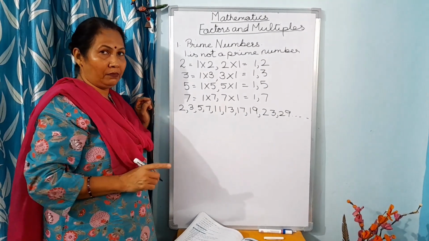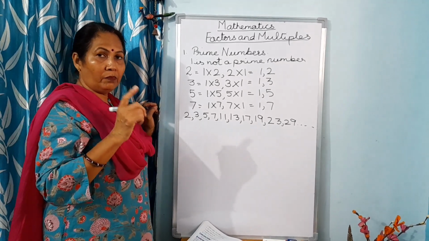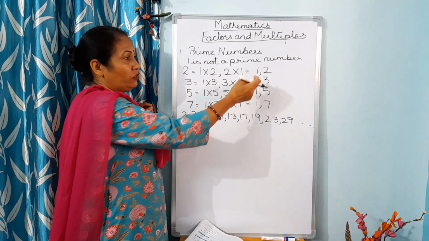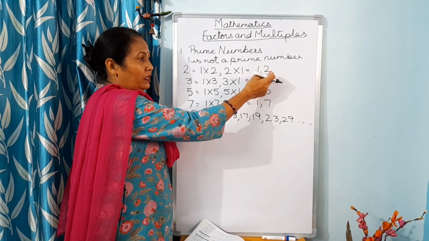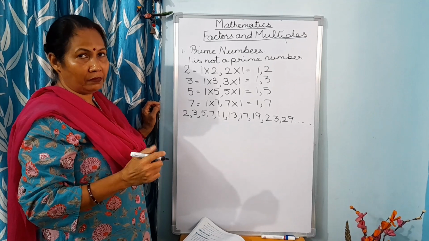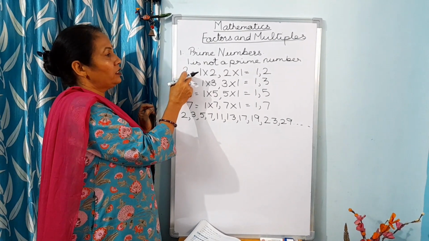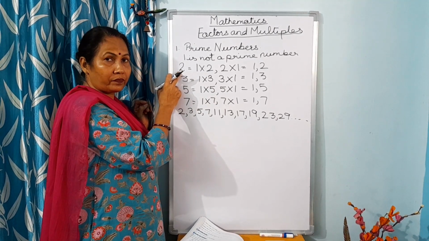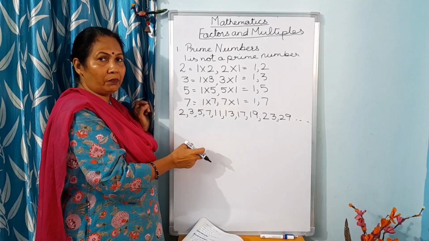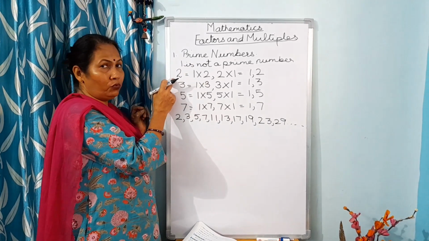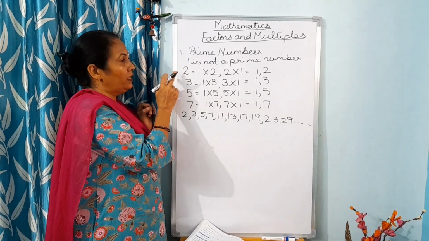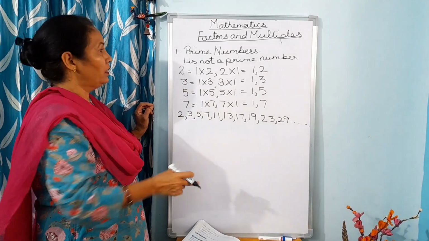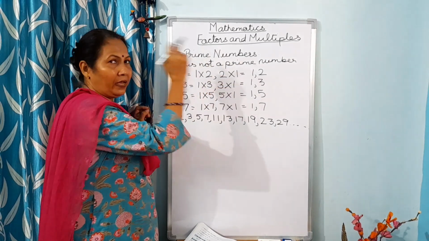Now children, this is prime number. So always remember, the numbers which have only two factors, means they are divisible by 1 and the number itself, they are called prime numbers. And 2 is the only prime number which is even. I will explain you even numbers, but here I am explaining you that 2 is the only even number which is prime. Otherwise no even number is prime. And 1 is not a prime number.